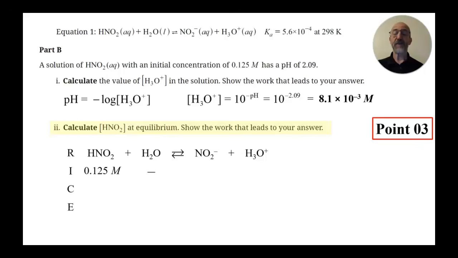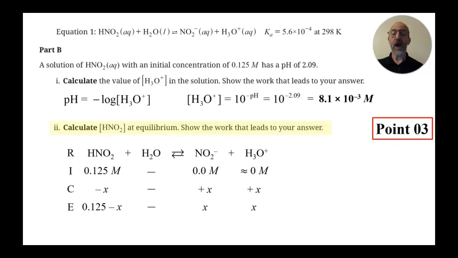Then, assuming that this reaction has not yet occurred, the initial concentration of the NO2 minus ion would be 0. And considering that in pure neutral water, the concentration of the hydronium ion would be 10 to the minus 7, I'm going to assume that the concentration of the hydronium ion is approximately 0. Now, it's going to be minus X for the HNO2, and then plus X and plus X for the two products. And at equilibrium, it would be 0.125 minus X and X and X.